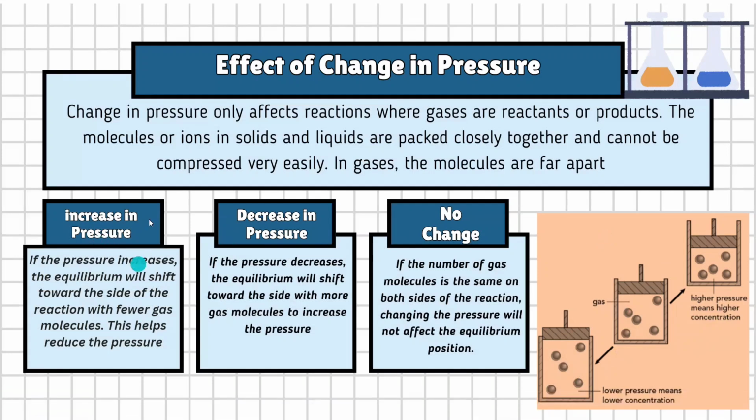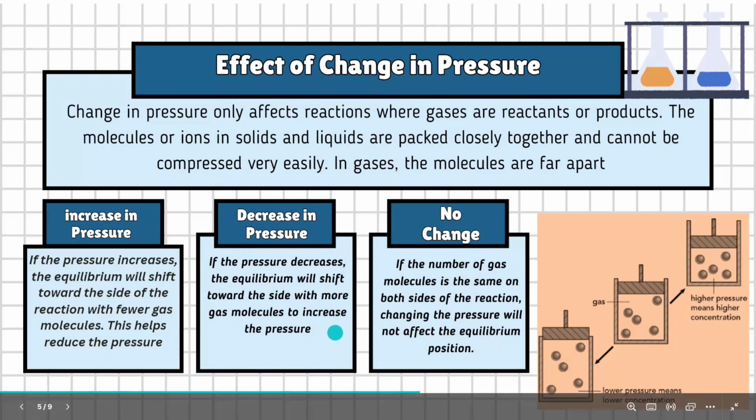Now, let's suppose that we increase the pressure. So this thing you should keep in mind that when the pressure is increased, the equilibrium will always shift toward that side of the reaction where the gas molecules are fewer. It means the equilibrium will shift toward that side in which there are lesser number of moles of the reactants or the products. Now, if we decrease the pressure, the equilibrium will shift toward the side with more gas molecules to increase the pressure.